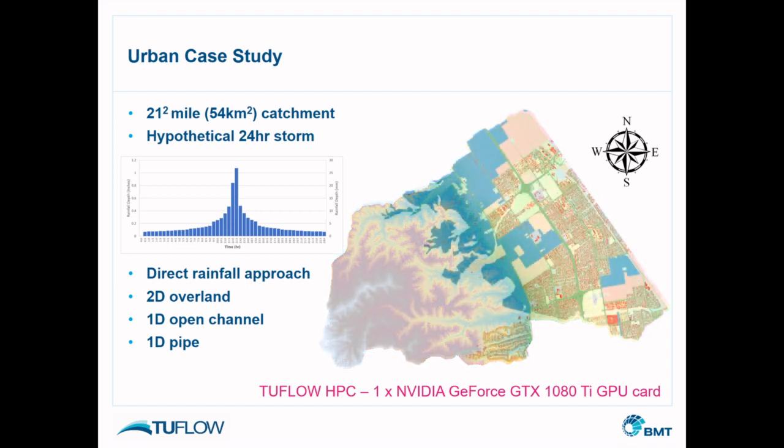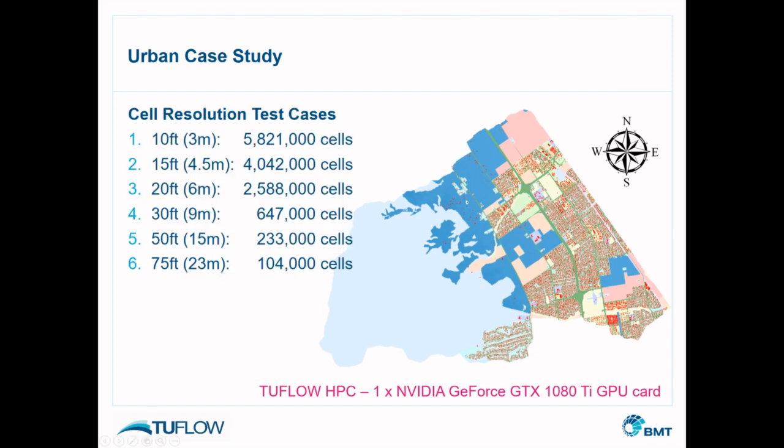This here is a presentation of the land uses that are applied in the model. We have an undeveloped upper catchment and then a densely urbanised lower catchment. Here is a summary of the different cell size models that we've run. We've got 6 different models, and they range in size from a 10-foot resolution, so that's 3 meters, with 5.8 million cells, up to a 75-foot or 23 meter resolution model.